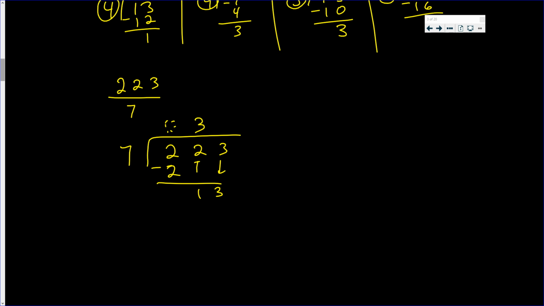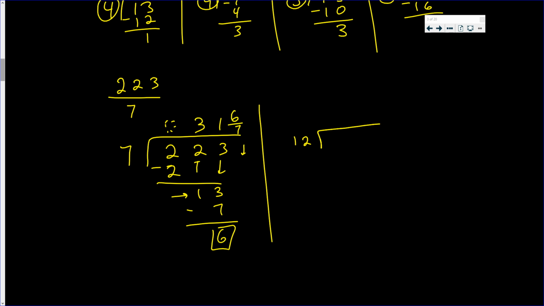Bring down the 3. 7 into 13 goes one time. Take away 7, you get 6. Since there's no other number to bring down, that's your remainder. The 13 was not your remainder. So you get 31 and 6/7. Let's try another one.